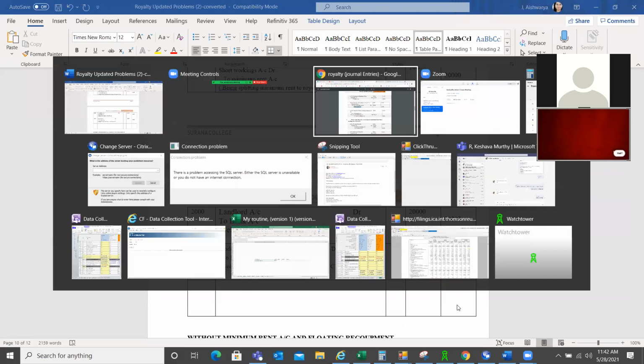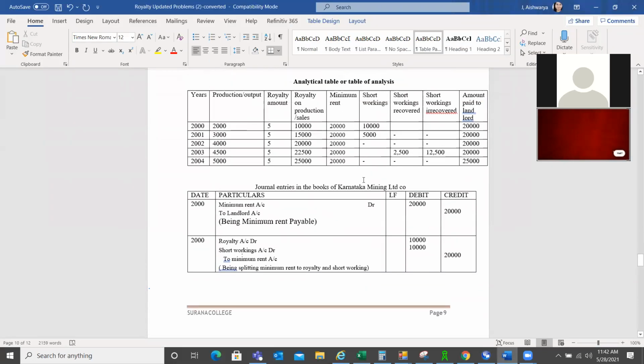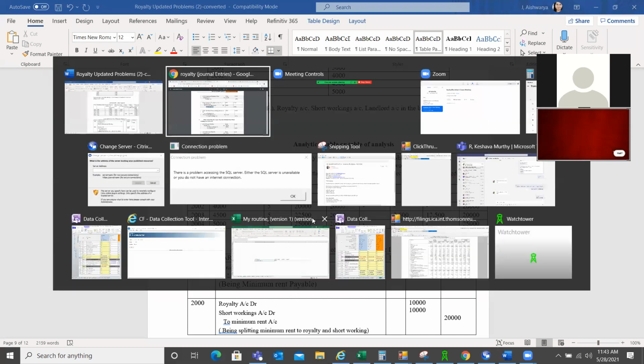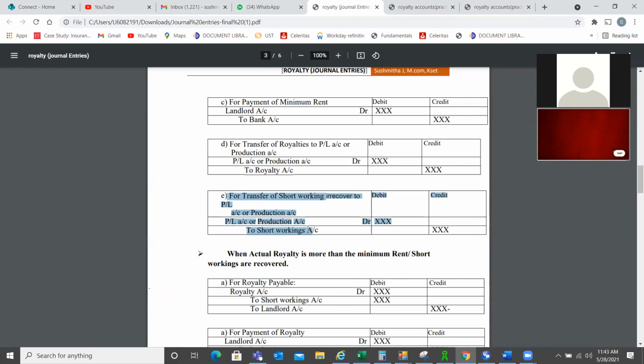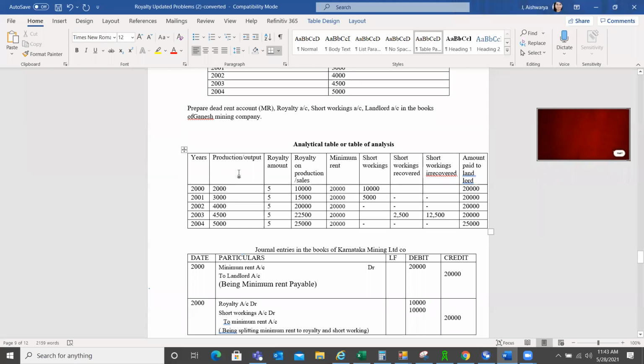Then afterwards, is there any irrecoverable entry in the first year, in 2000? Do you have? No, ma'am. Then should we have to take this entry? Not required, right? No, ma'am, not required. Yes, good. Then we'll move on to the next one.